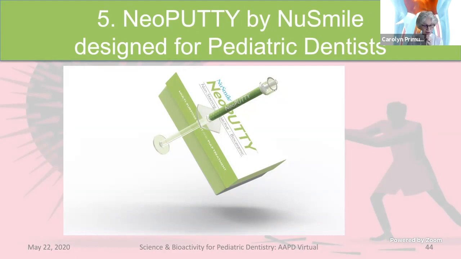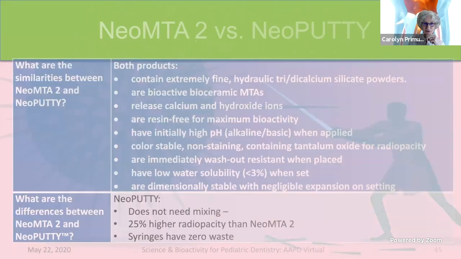I've gotten pretty close to the end of my presentation, but I am really excited to introduce this new product to you called Neo Putty by New Smile. And it was really a pre-mixed paste that was designed with the pediatric dentist in mind, continuing that theme from Neo MTA to Neo MTA2, now to Neo Putty. It's a beautiful box with this syringe that's packaged in an aluminum tube within this box. I think you'll really find it fun.